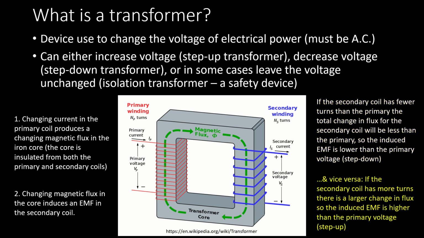If, on the other hand, you did the opposite, if the secondary coil had more turns, that would mean you would be inducing a larger overall change in flux in the secondary coil. So you'd have a larger induced voltage. That would be a step-up transformer. So you'd get more voltage out than you put in.